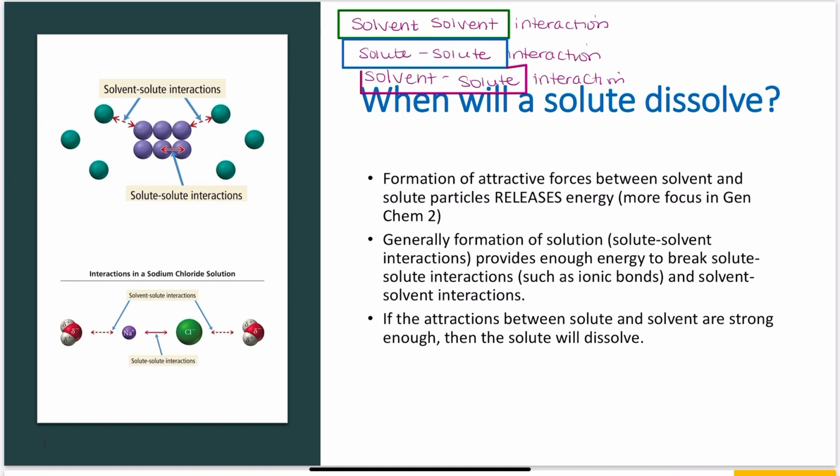The formation of that solvent-solute interaction will come early on in Gen Chem 2. But when the solvent-solute interaction comes about, it releases energy. That's the whole reason that something dissolves, to lower the energy. In order to do that, the energy that's going to be released by that solute-solvent interaction has to be enough that it overcomes the energy required to break apart the solute-solute interactions and solvent-solvent interactions independently. So if the attractive forces between your solute and solvent are strong enough, the solute will then dissolve.